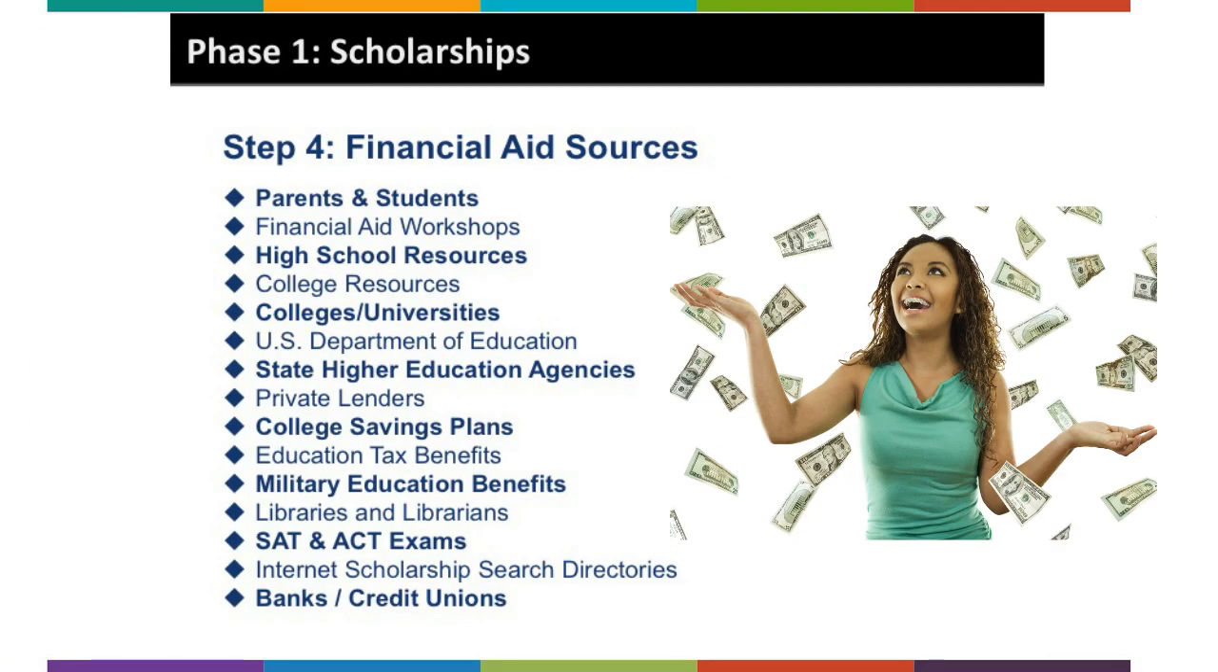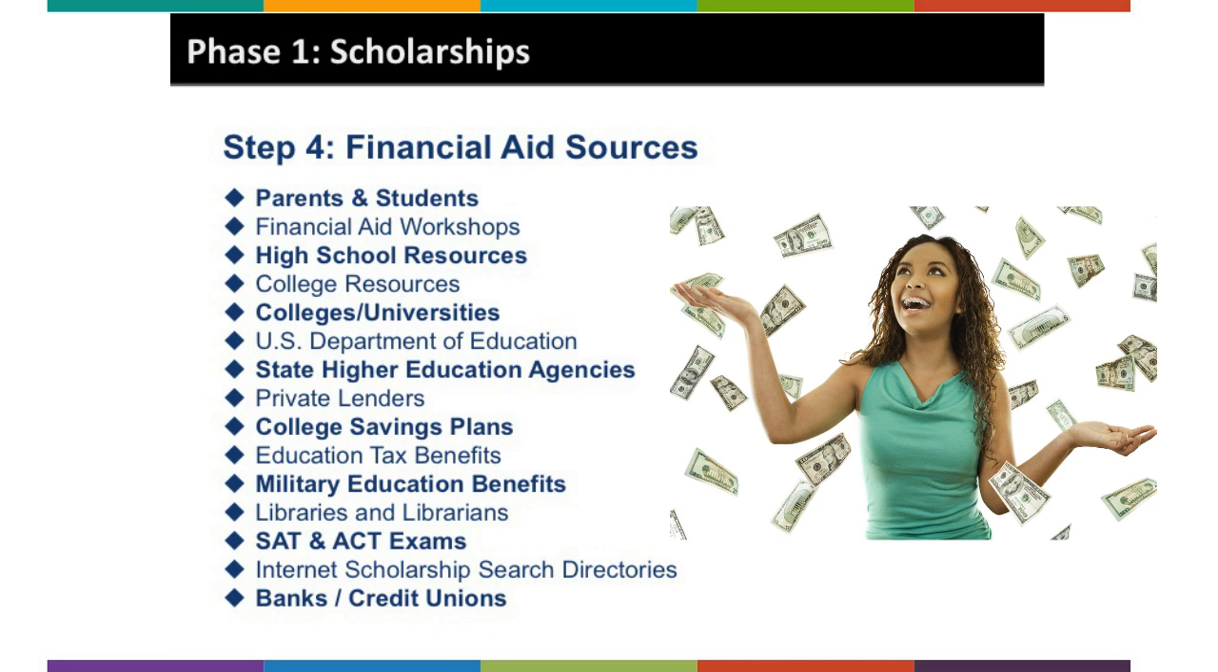In Step 4, over 30 scholarship and financial aid sources are shared with you to help you identify federal student aid and grants, national scholarships, state scholarships, local scholarships, college scholarships, scholarships for women, scholarships for minorities, and local scholarships offered by organizations in your community and city which you may have overlooked. In Step 4, Financial Aid Sources, there are a lot of financial aid sources that we're going to cover.